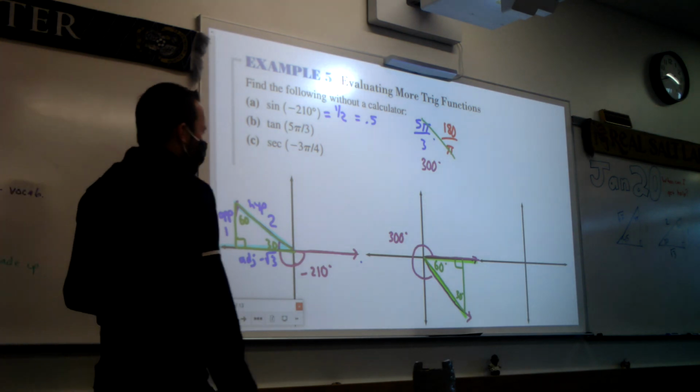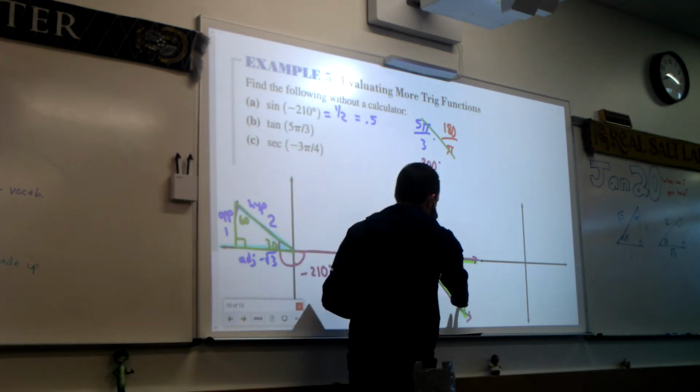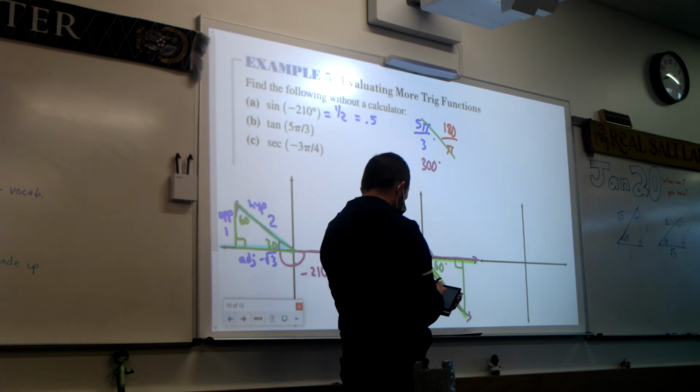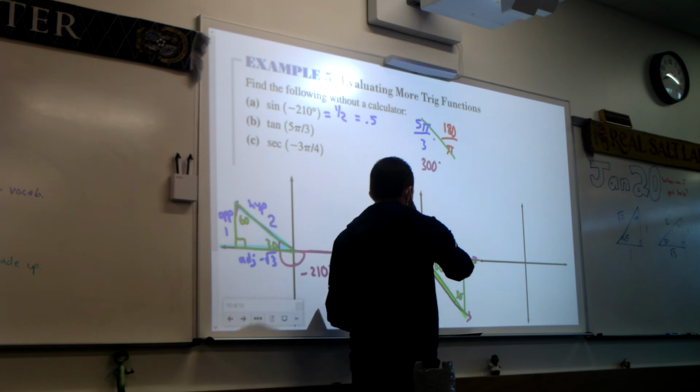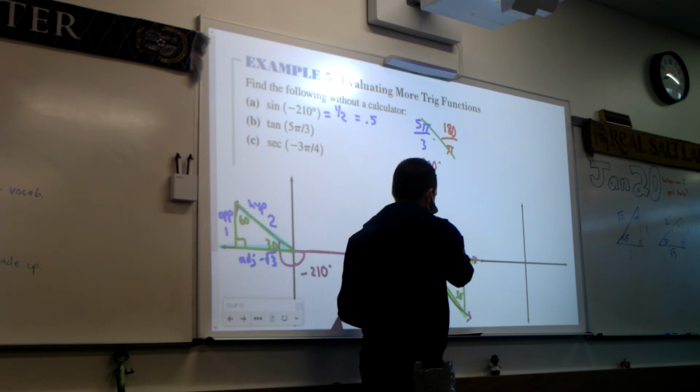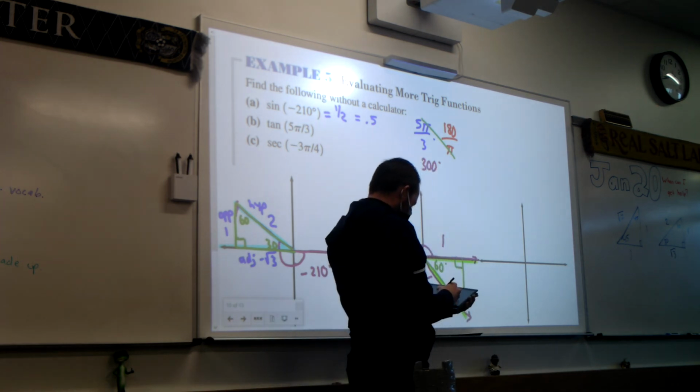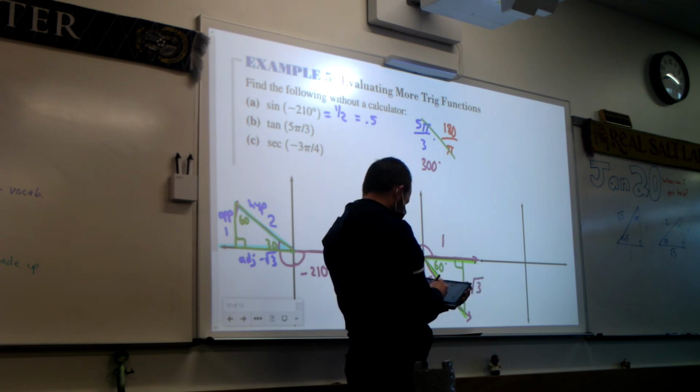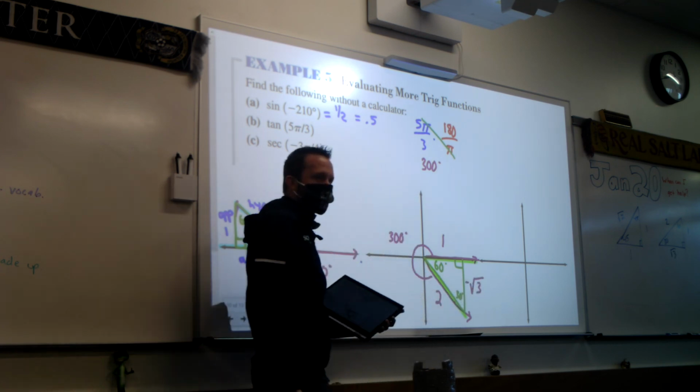All right, this is how I would do it. The side across from 30 is always going to be 1, and that will be positive. And then across from the 60, that's where we're going to get a square root of 3, but since it's going down, it's a negative square root of 3, and the hypotenuse will be a 2. You guys agree with that?